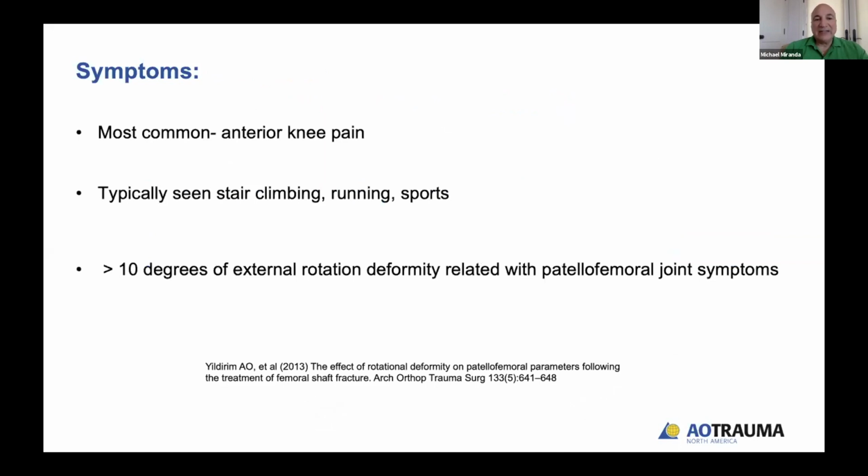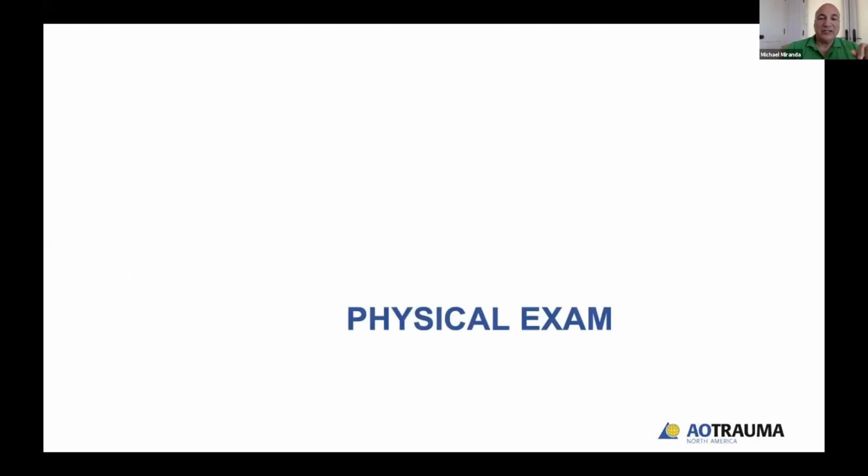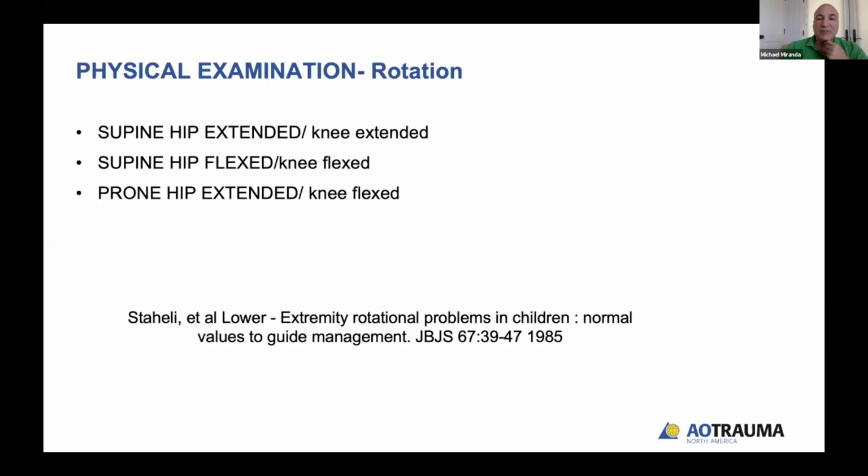Symptoms, again, are anterior knee pain, usually seen with stair climbing, running, and sports. And consistently, if you have a greater than 10-degree external rotation deformity, you have some patellofemoral joint symptoms. So these folks will come in, they'll complain of anterior knee pain. You'll think, oh my goodness, just another patellofemoral problem, send them out on their way, but really they have another issue.